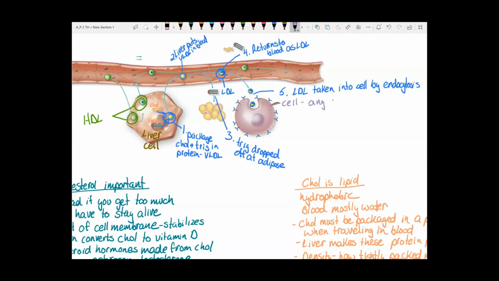It could be any cell because they need it for their membrane. It could be a skin cell that will use the cholesterol to make vitamin D. It could be an ovary cell that will use it to make estrogen. It could be a testes cell that will use it to make testosterone. It could be the adrenal cortex that will use it to make aldosterone or another adrenal cortex hormone.